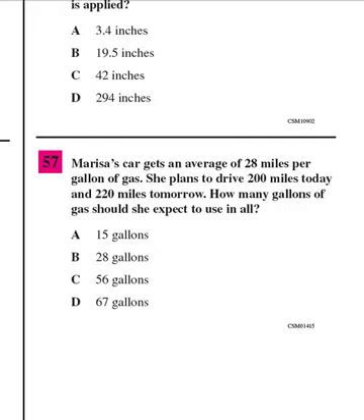Problem 57. Marissa's car gets an average of 28 miles per gallon of gas. She plans to drive 200 miles today and 220 miles tomorrow. How many gallons of gas should she expect to use in all? So let's see how many miles she's going to drive. That's 200 plus 220. That gives me 420 miles.